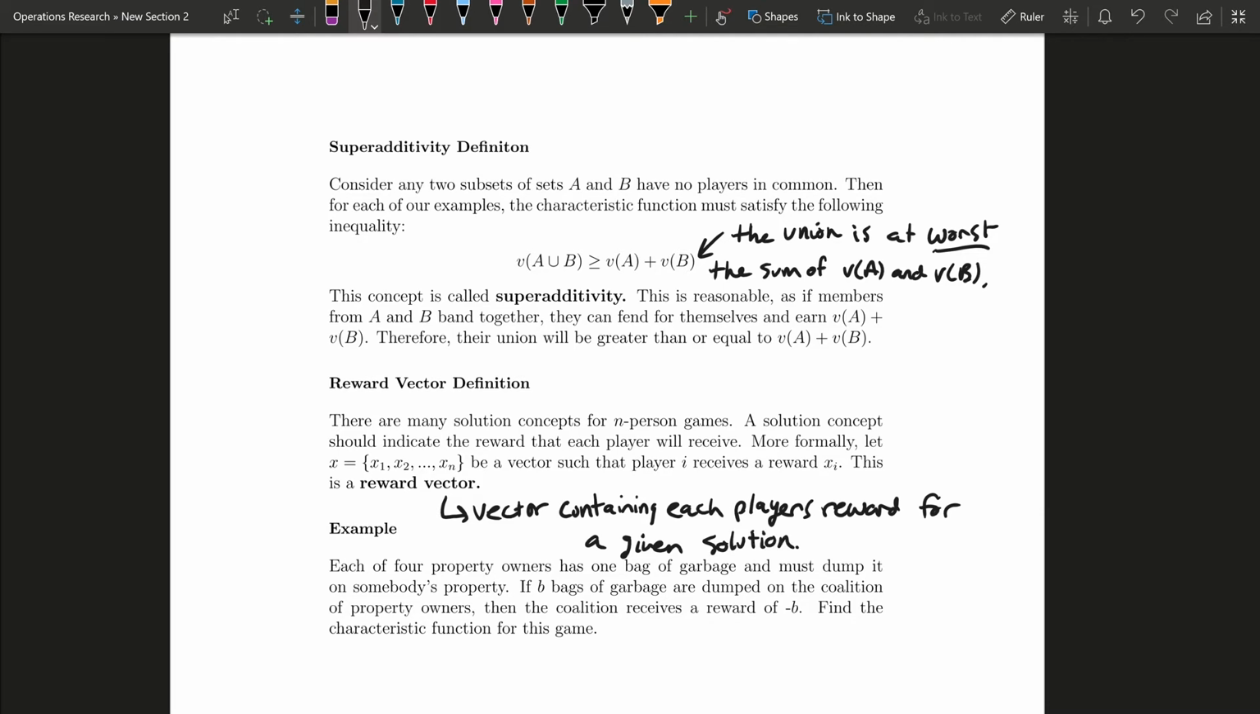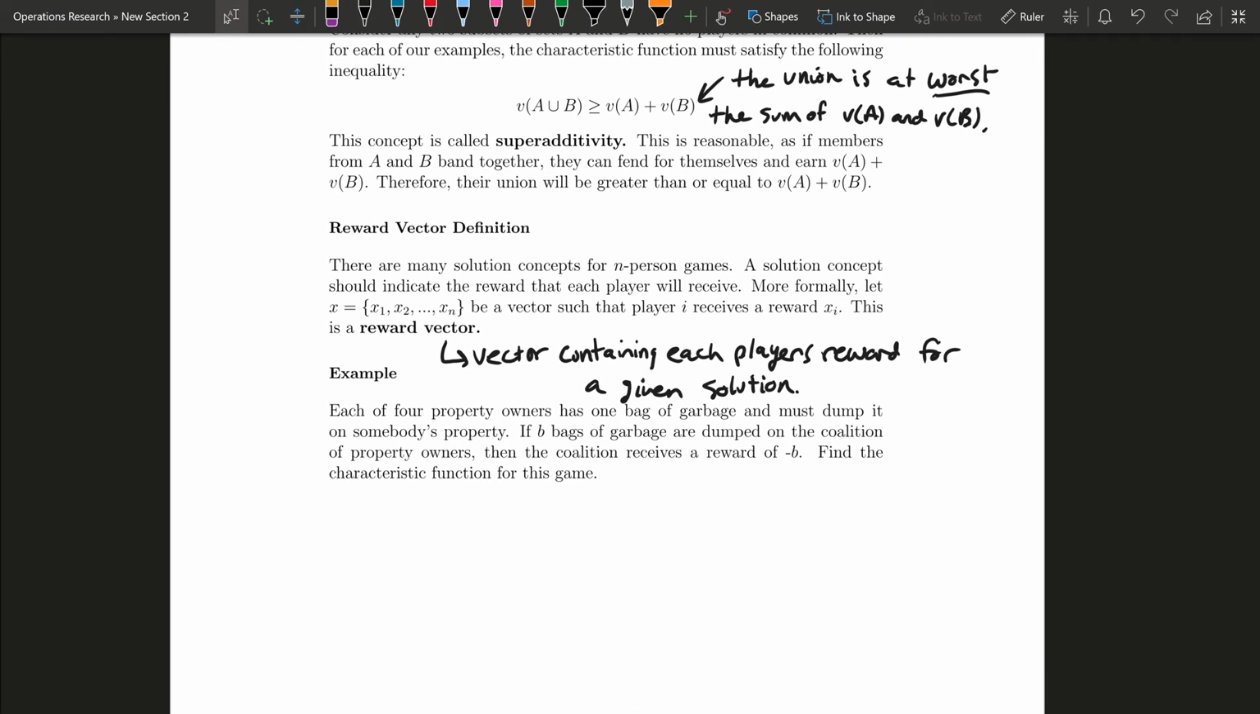So this takes us into our next example here. Each of 4 property owners has 1 bag of garbage and must dump it on someone's property. If B bags of garbage are dumped on the coalition of property owners, then the coalition receives a reward of negative B. So find the characteristic function for this game.